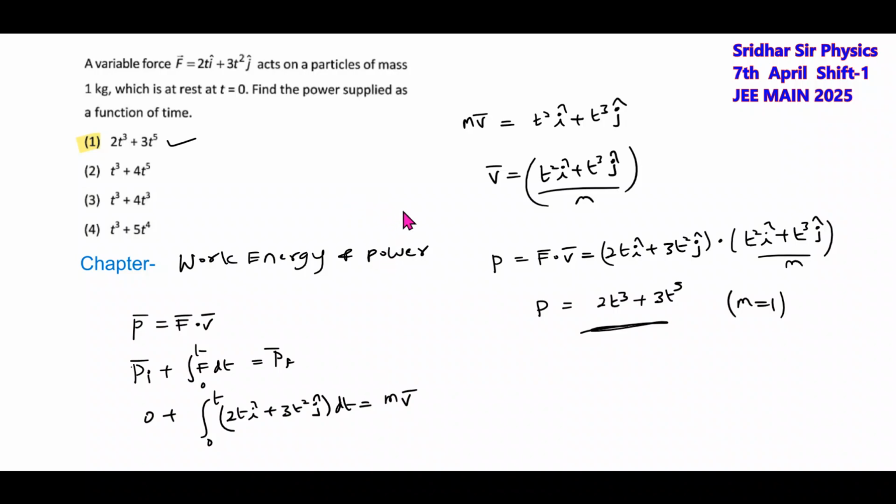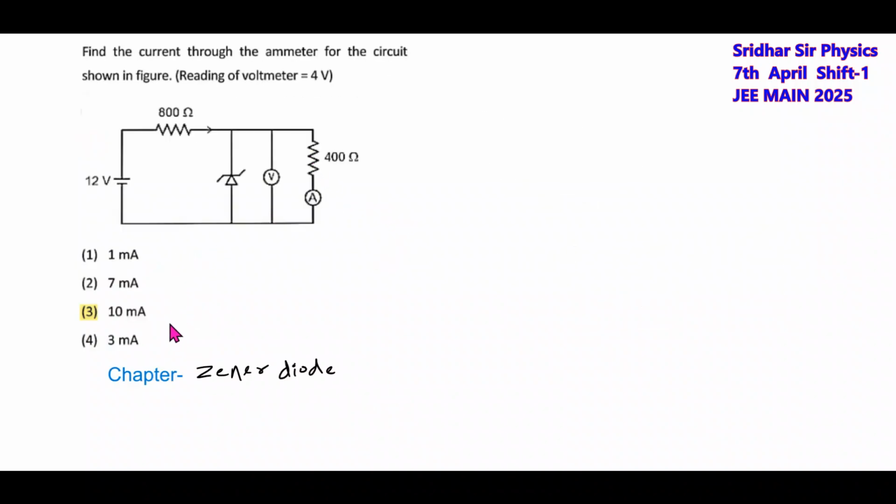We'll move to the next question. This question belongs to the chapter Zener diode. Find the current through the ammeter for the circuit shown in the figure. Reading of the voltmeter is 4 volt, so therefore this will be 4 volt.